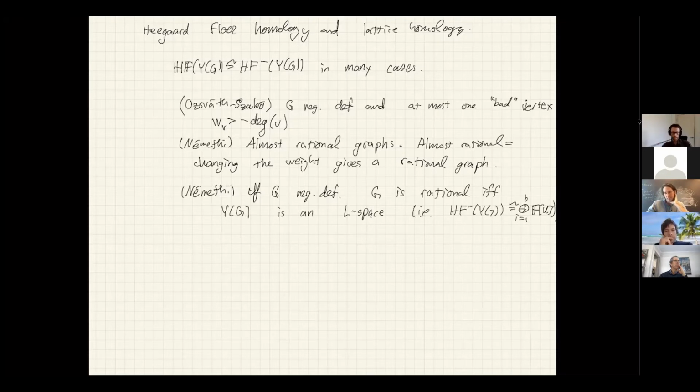And so Némethi's results in this direction are saying that rational graphs, when negative definite, give the simplest possible Heegaard Floer homology. In some way, being rational is as simple as you could get, but also this isomorphism holds. In addition, it holds if it's almost rational, if it's close to being rational in some sense. Although this is a fairly restrictive condition if you write down weights on a graph, topologically it's fairly general. So every homology 3-sphere satisfies this, for example.